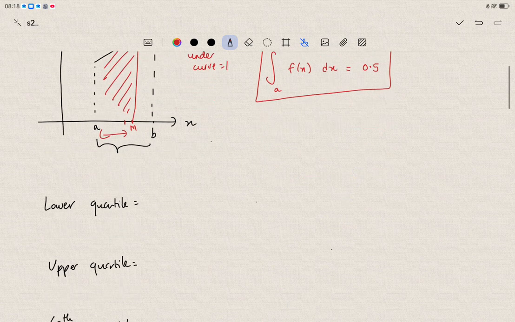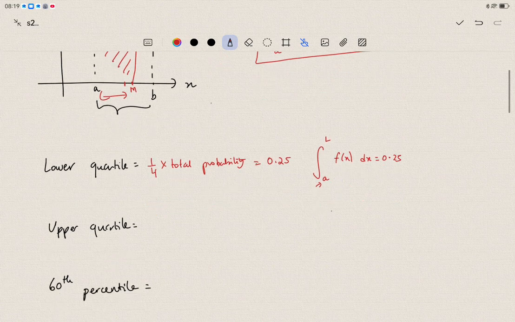For lower quartile, what will happen is it will be 1/4 of total probability, which is 0.25. For this one, the integral from a, which is our starting point, to the lower quartile, let's call it L, of fx dx should be equal to 0.25. For the upper quartile, it will be a to U, let's call it U, sorry, fx dx integral, which should give you 0.75 because 3/4 of total probability.